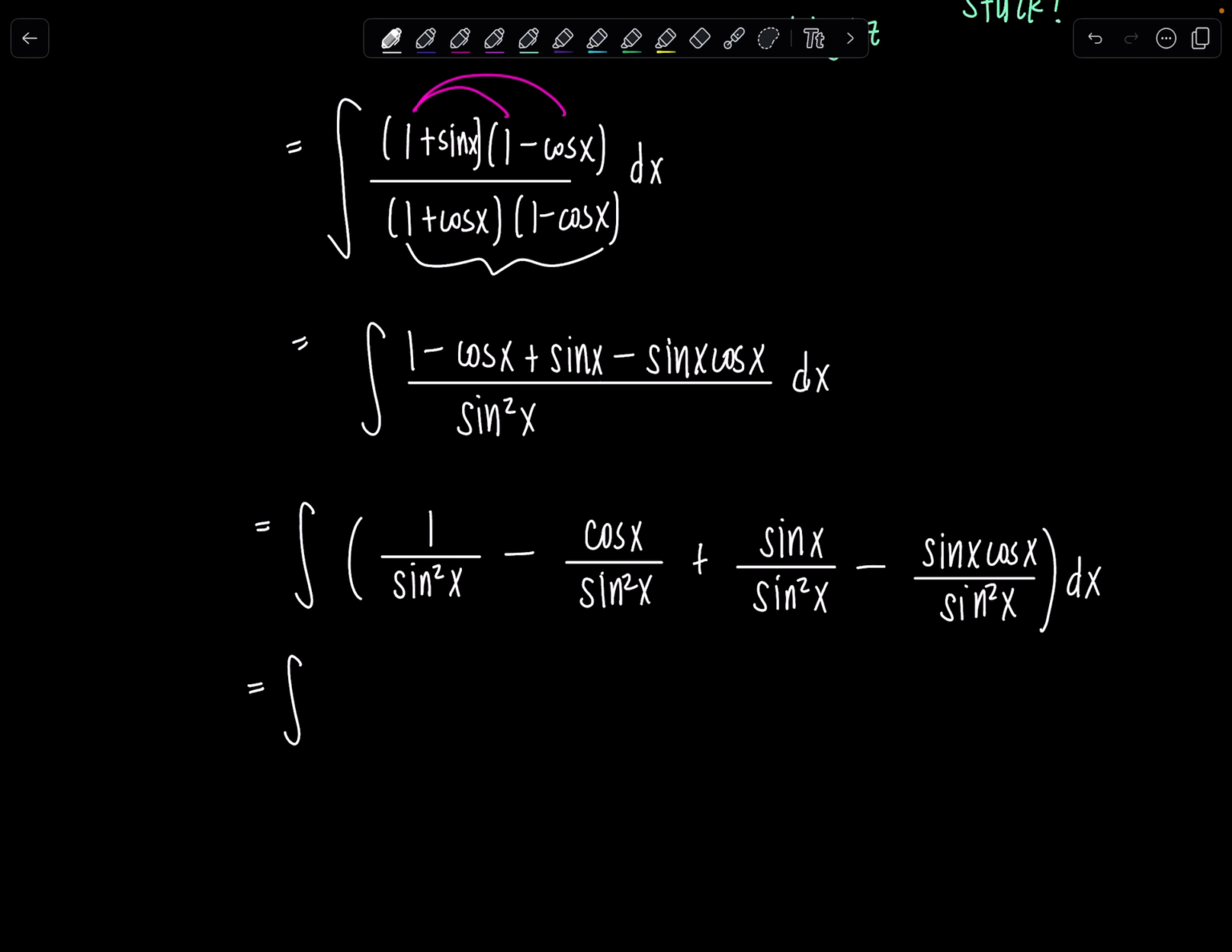So 1 over sine squared x, we know that's cosecant squared x. Do I know the antiderivative of cosecant squared x? Yeah, we certainly should. Minus, now what about cosine x over sine squared x? You have two options. Are you ready for your options? Option 1, you could do a u sub. You could let u equal sine x, and then du would be cosine x dx.